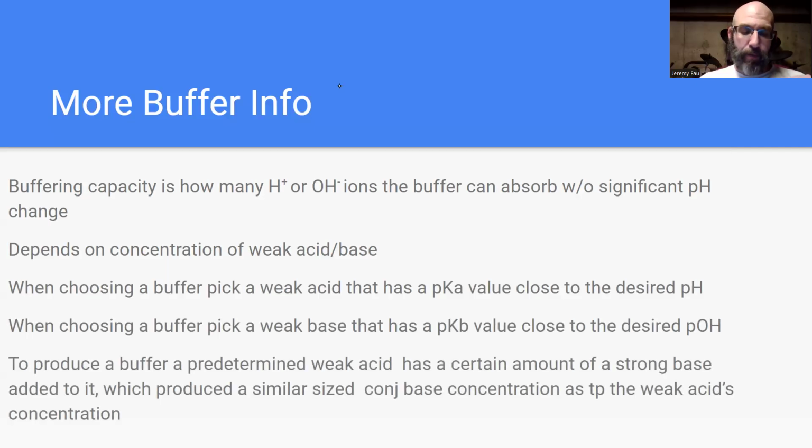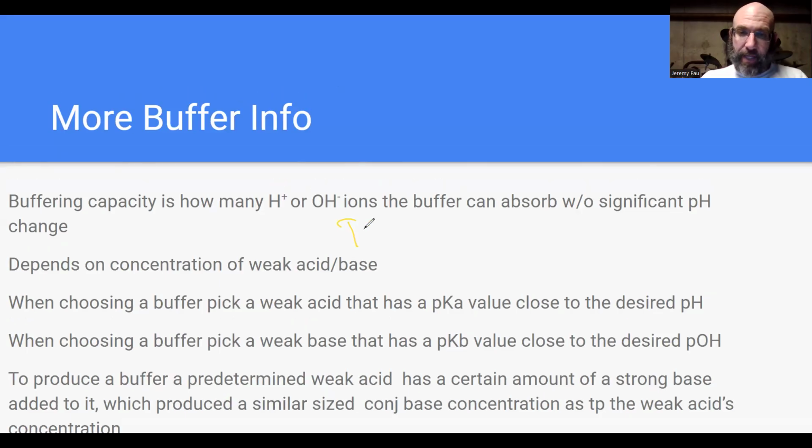Since we're based off of a buffer, buffering capacity is just how long we can absorb H plus or OH minus ions before we have a significant pH change. Buffering capacity in general is pH plus or minus 1. So if you have a buffer at pH 4, it can buffer up to a pH of 5 and down to 3. That's the effective range. Once you get above 5 or below 3, if your buffer was at a 4, your buffer has broken. The buffer is no good anymore.